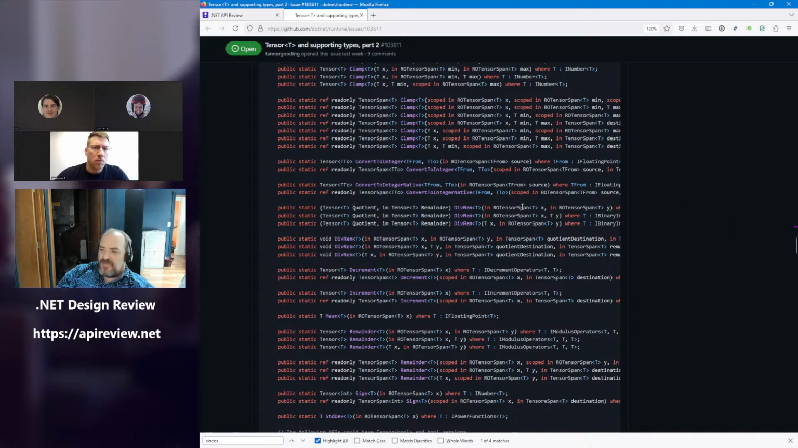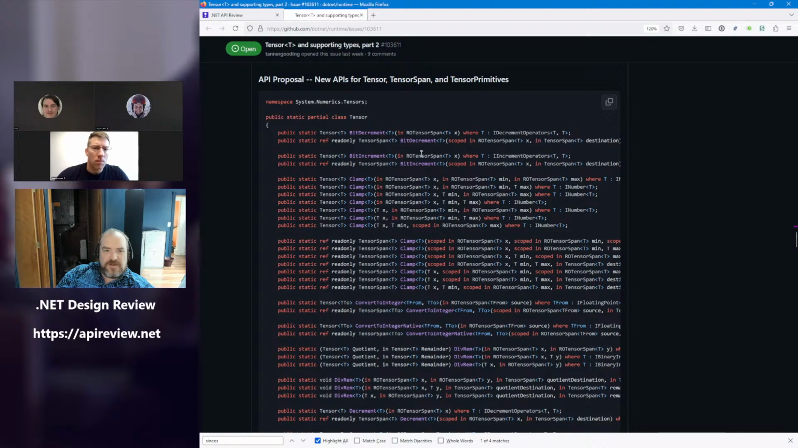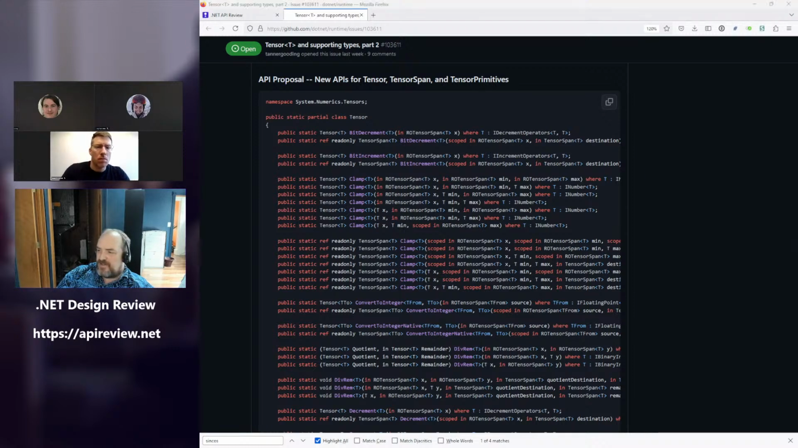All right. Remind me, back up here. You said bit decrement should be not I decrement operator, but something else. It should be I floating point IEEE 754. I've got that on the second, on the destination taking one, but not the tensor returning one. Gotcha.